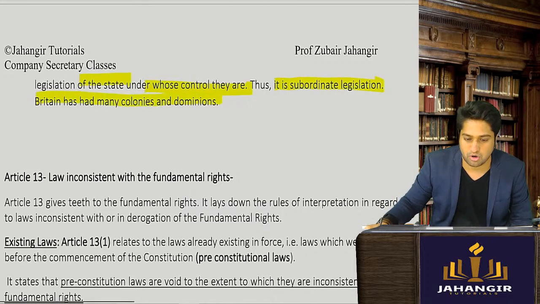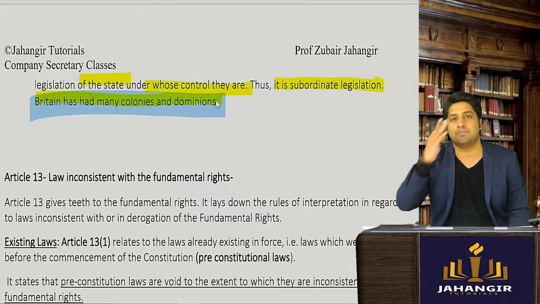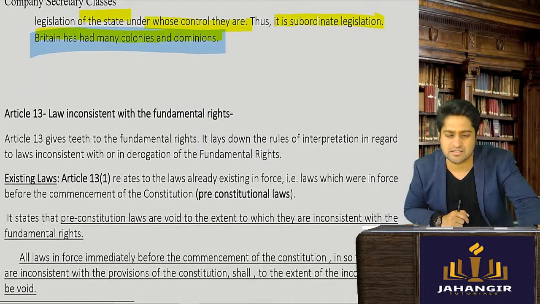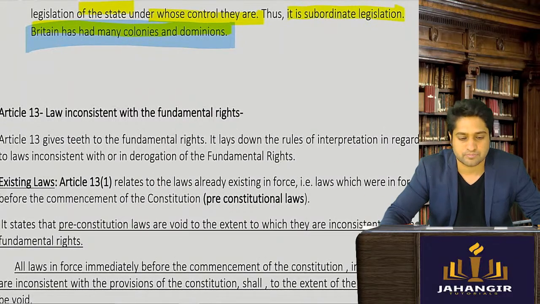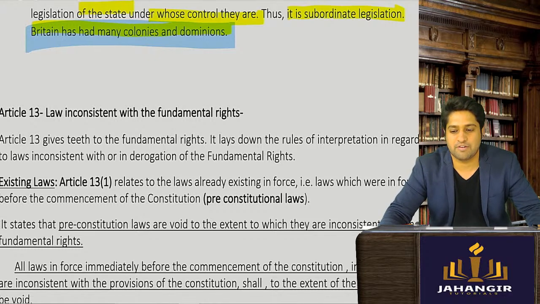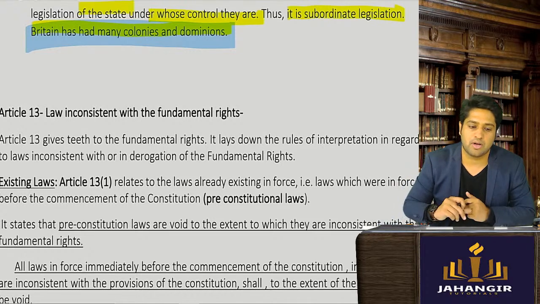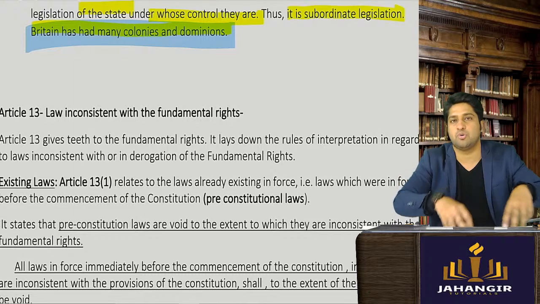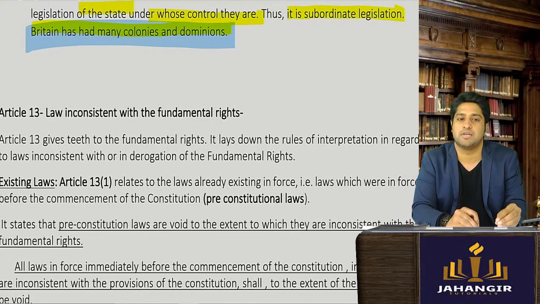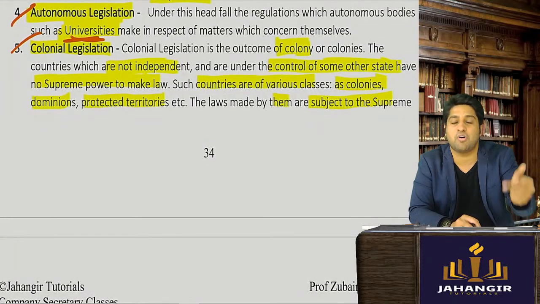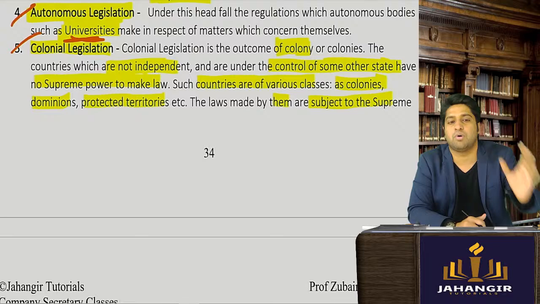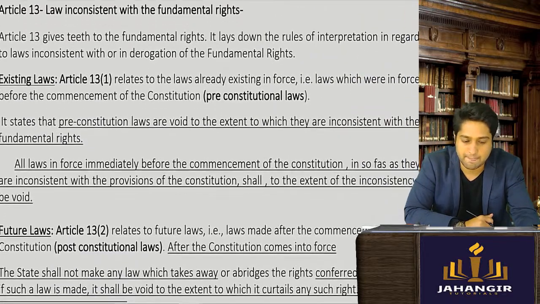Britain has many colonies and domains. Very, very simple. We all know. Today we have kings, queens. Yes or no? Do you all have kings and queens today? Yes, obviously. In the United Kingdom, there is a kingship going on. So all these provinces and domains and colonies make their own laws. That is called colonial legislation. But they will all be subject to the state, to what the head, the king, has said.